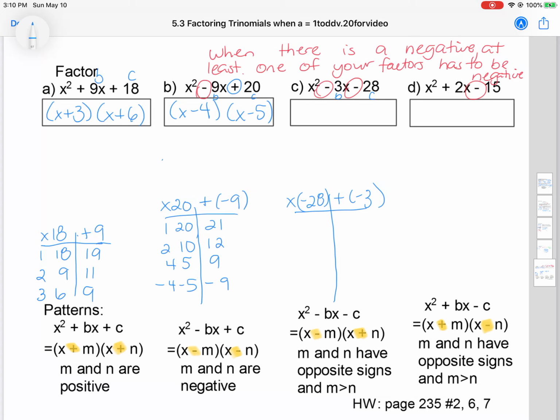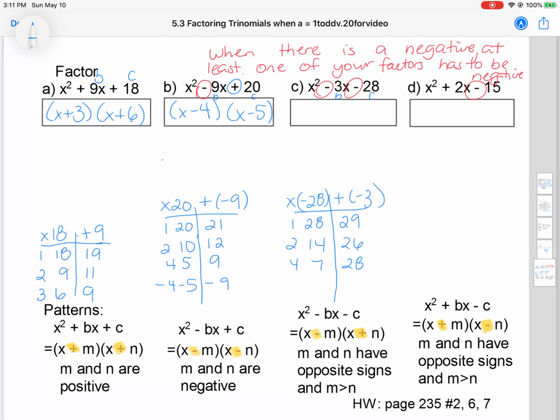Now we have 1 and 28, so it's up to you. 1 and 28 is going to give us 29, and when you add, there's no way for that to give us negative 3. You can go through each one separately, or you can automatically think in your head, okay, one of the numbers has to be negative, so I'm just going to make one of them negative and try it out. It's really up to you, but I'll just keep going. 3 doesn't work.